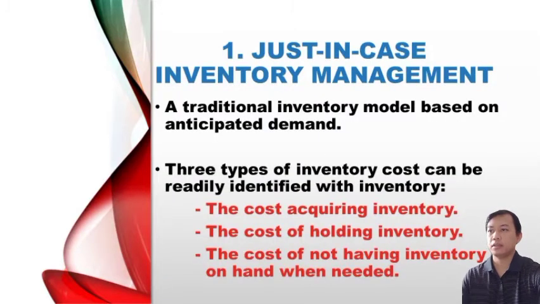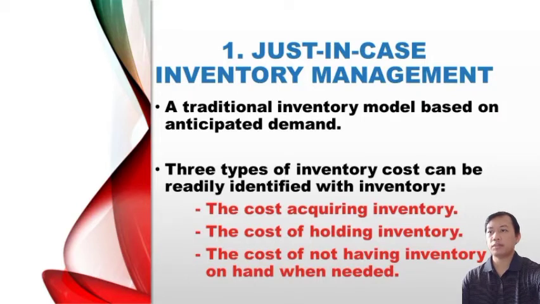Just-in-case inventory management is an inventory management method in which you keep as little inventory on hand as possible. That means you don't stockpile products and raw materials just in case you need them. You simply reorder products to replace those you've already sold. So, it is a traditional inventory model based on anticipated demand.